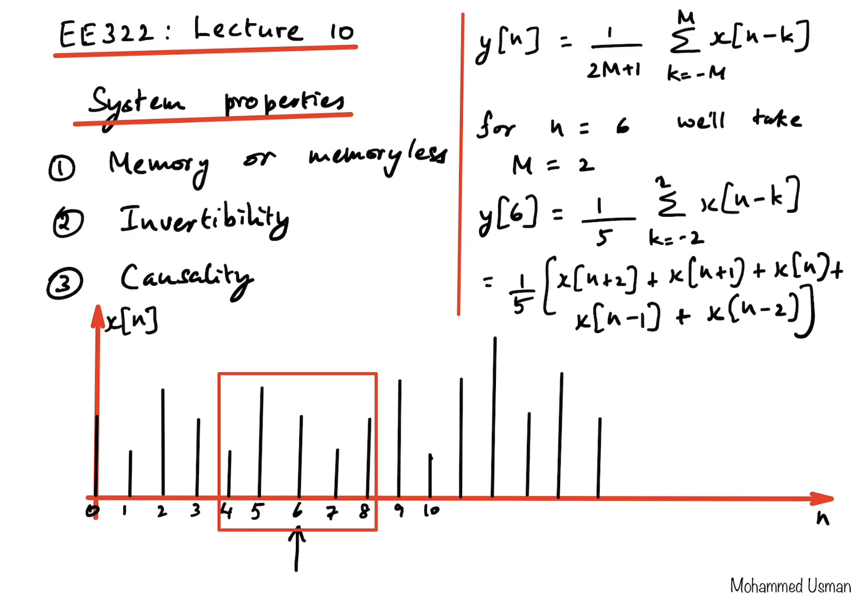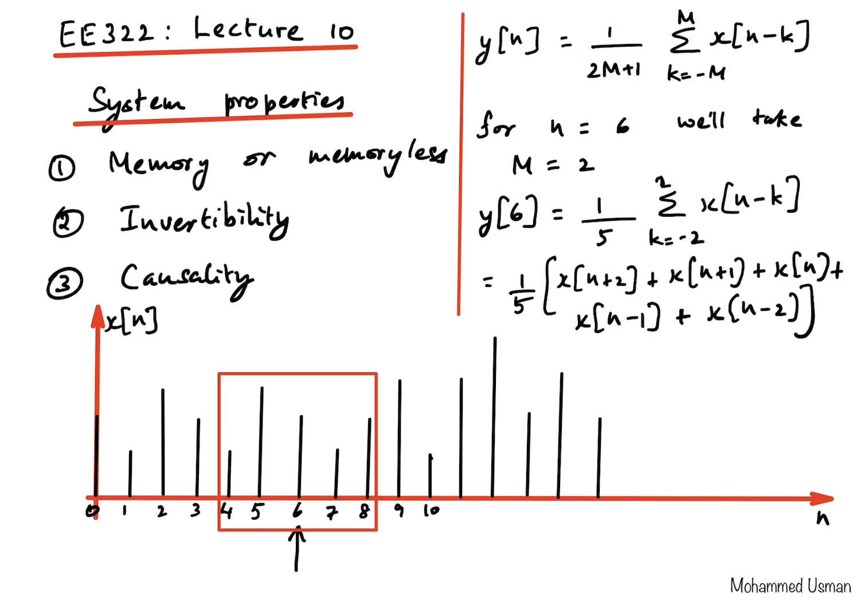So to compute y of n at n equal to 6, it is depending not just on the previous two values and the current value, but also on the next two values. Now this is possible when n is not our time value, but rather we have some data which has been collected over a period of time and we want to just take the averaging of these. So that gives us an average, right? That's like a moving average.